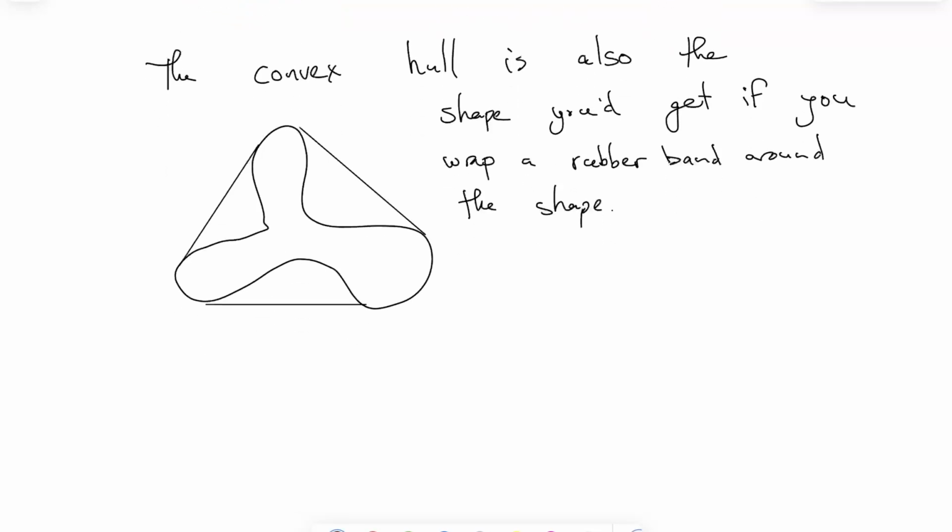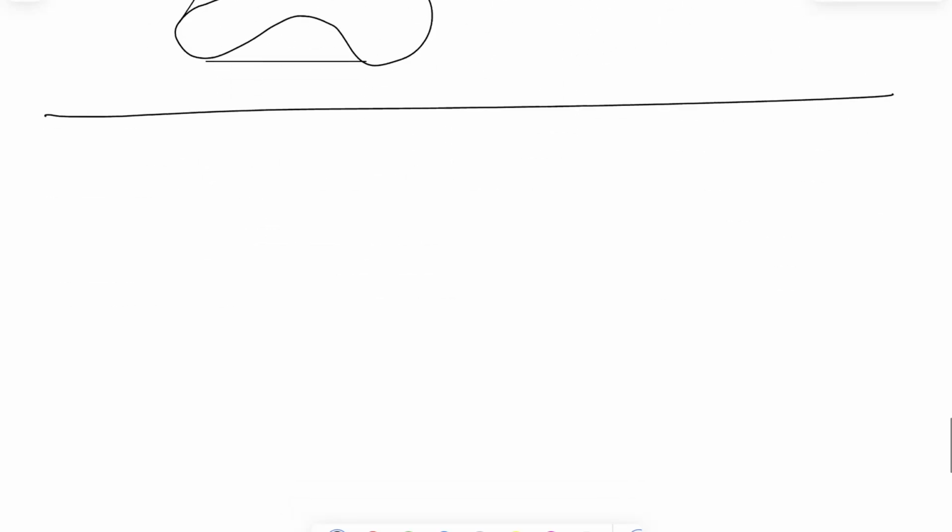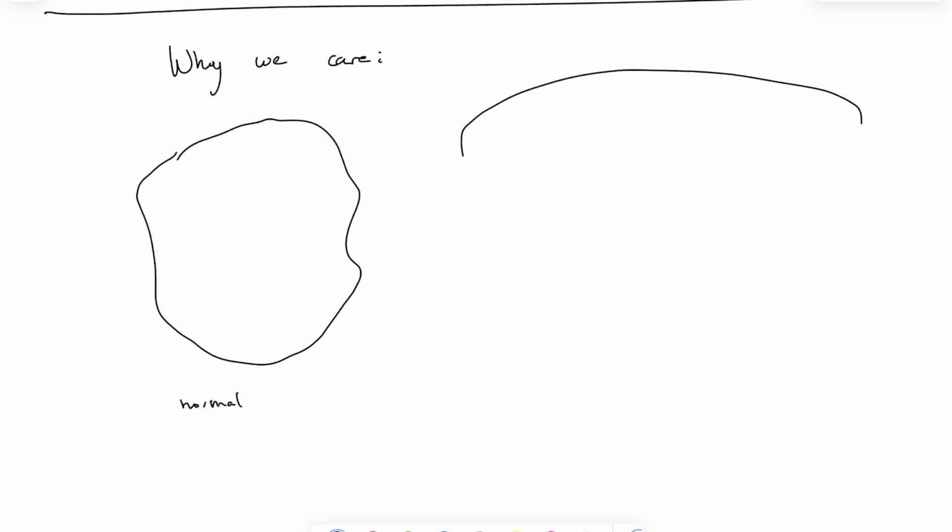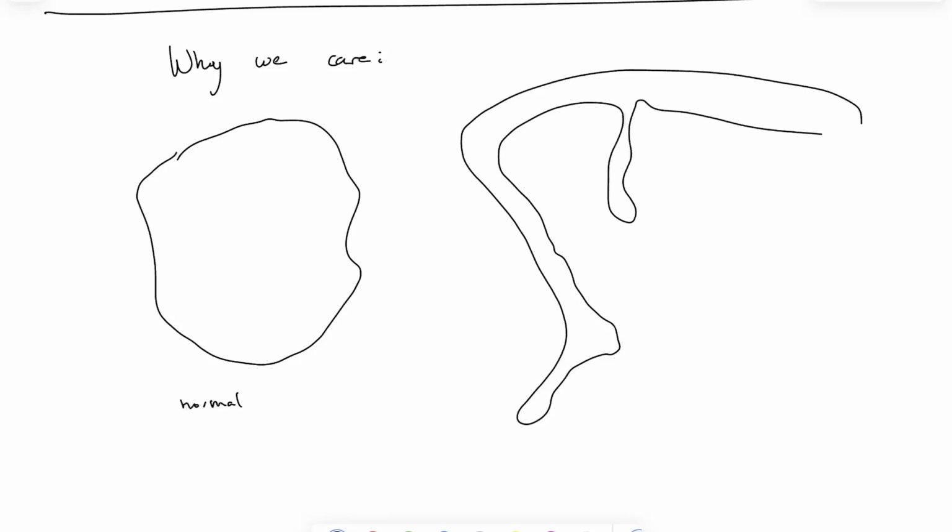What's the point of all this business here? The point of this, like why we care, check it out. I'm going to try and draw my example that I did before. This is sort of like a normal shape versus a crazy shape. A crazy shape is like some crazy wormy type thing, all right? Something like that.